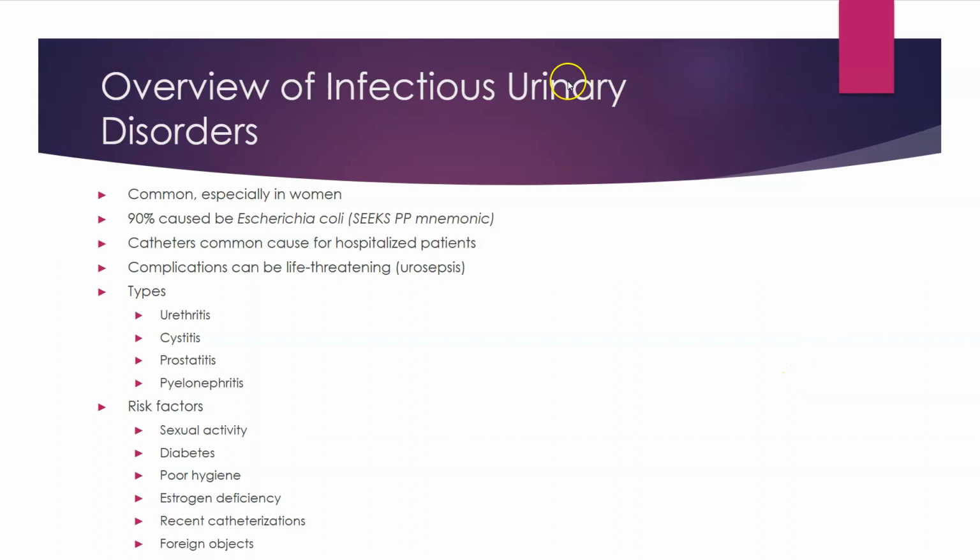So infectious urinary disorders, so UTI. This can be anywhere along that urinary pathway. Most of the time it is ascending in nature, and it tends to go up towards the kidneys. 90% of these are caused by E. coli, but other causes can be remembered with the 6 P's mnemonic.